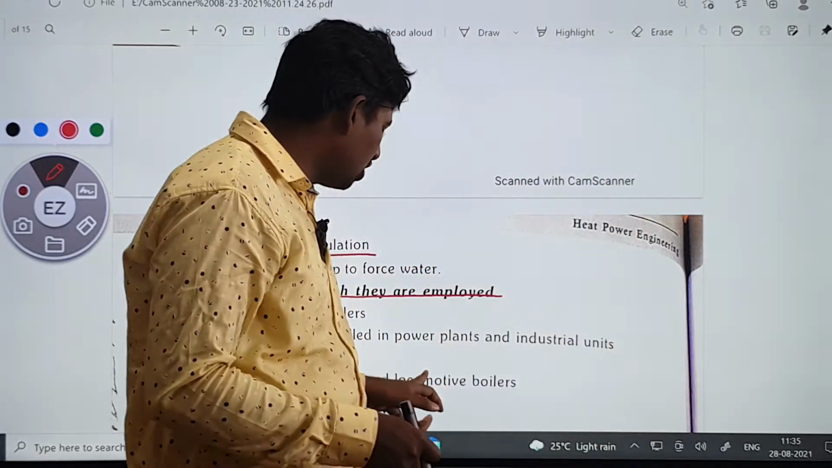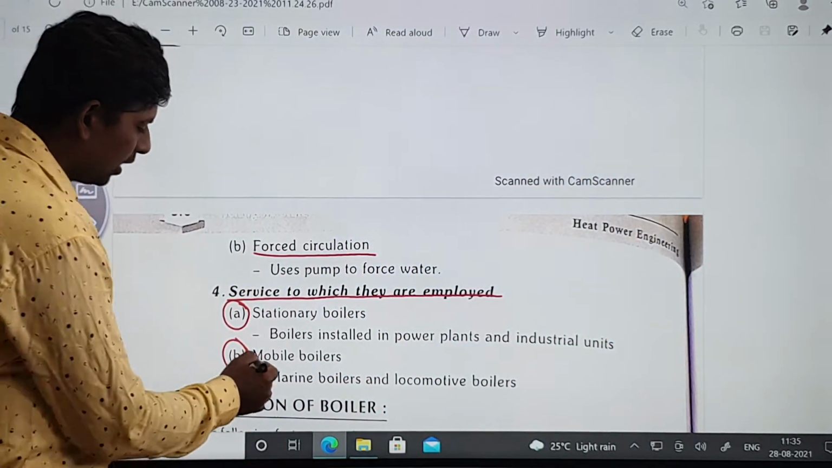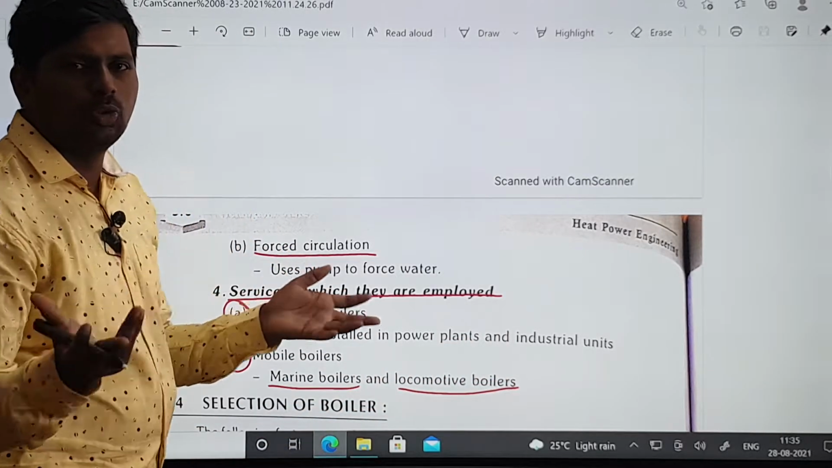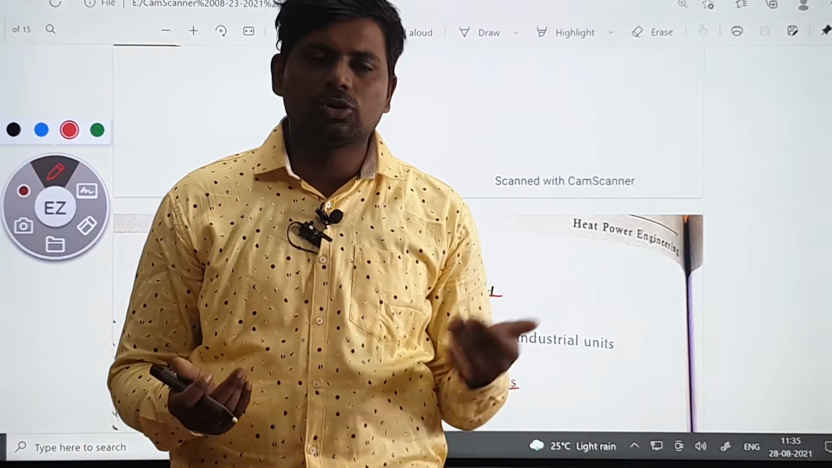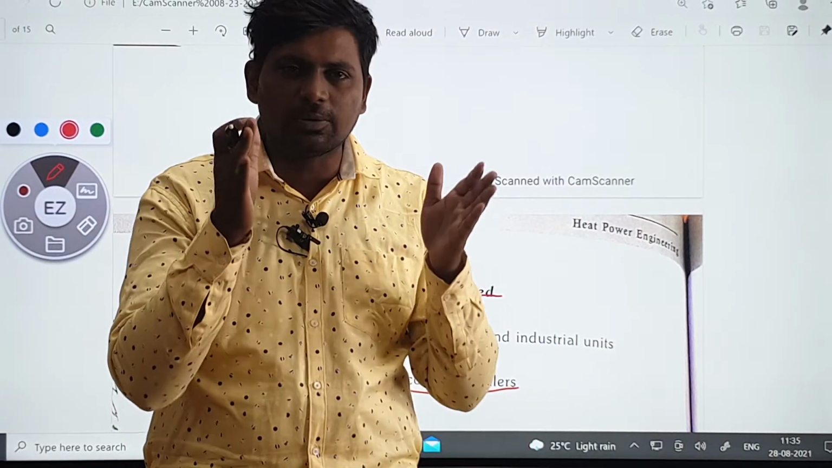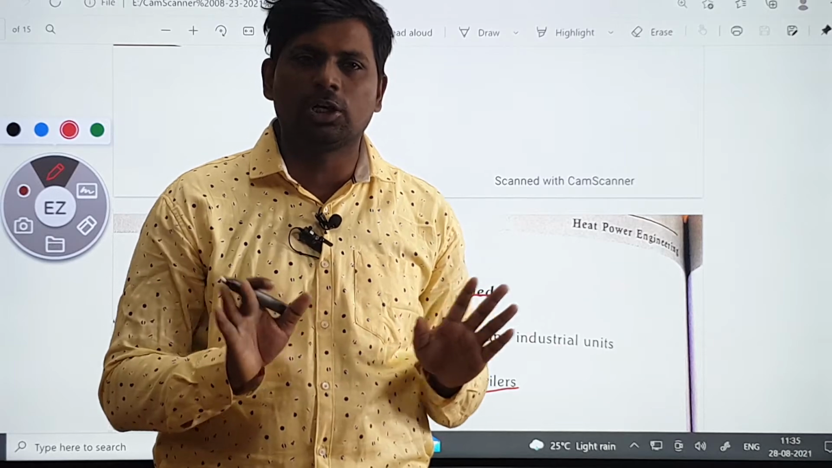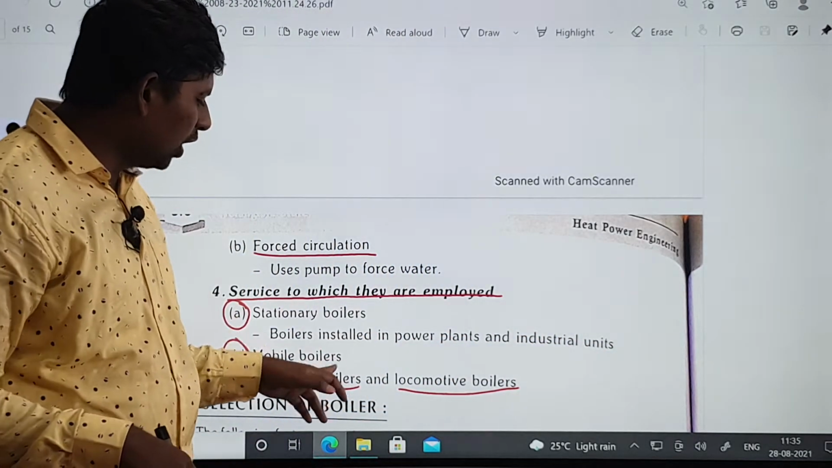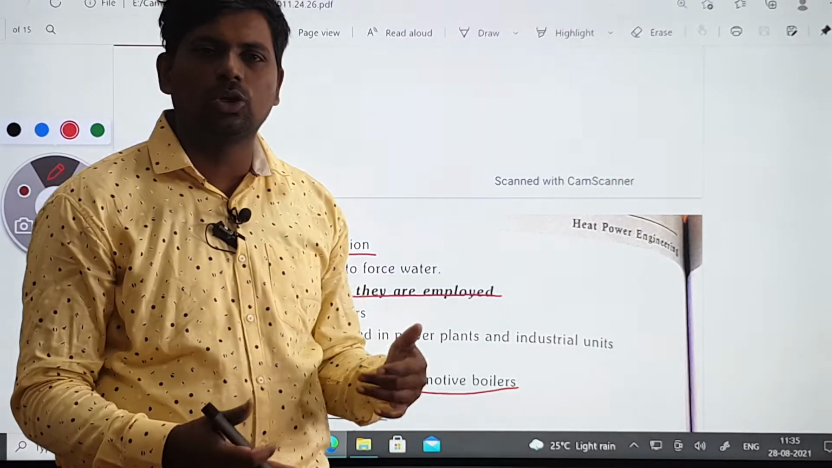Mobile boiler means in a ship and anywhere, marine boiler or locomotive boiler, wherever you want you can carry that boiler. So that one is known as the mobile boiler. Stationary boiler means at a particular place you have to fix it, you can't move that boiler. Mobile boiler means wherever you want you can take it.